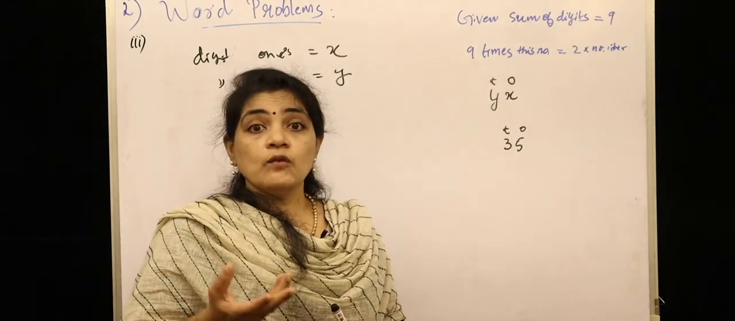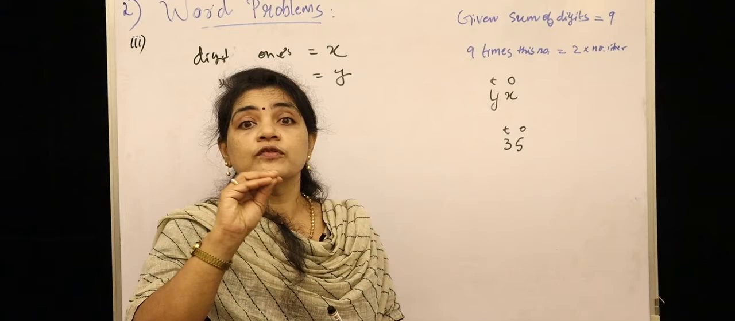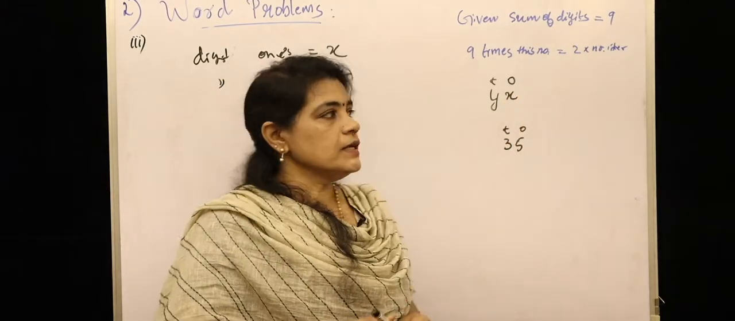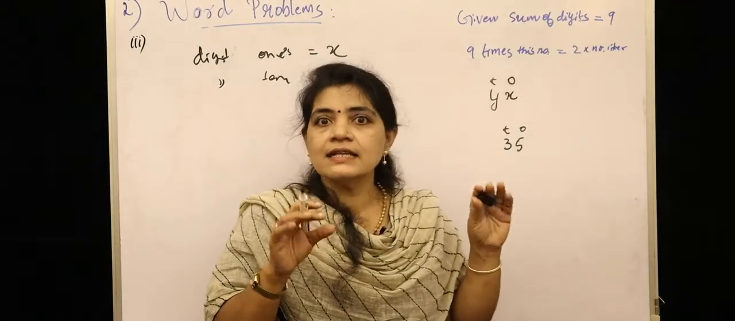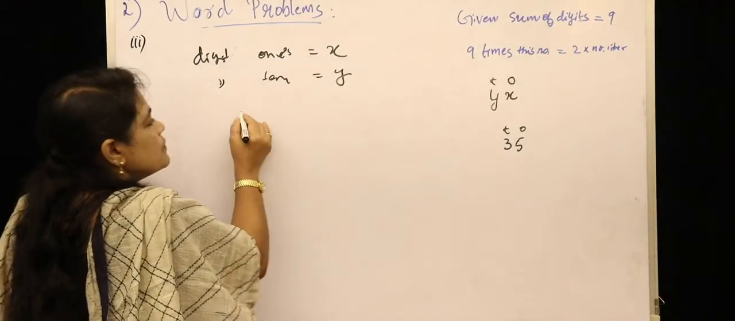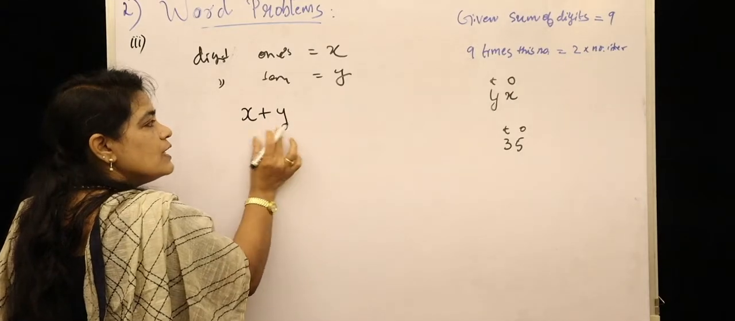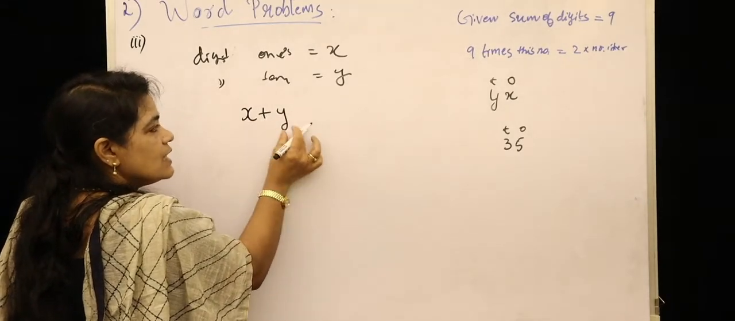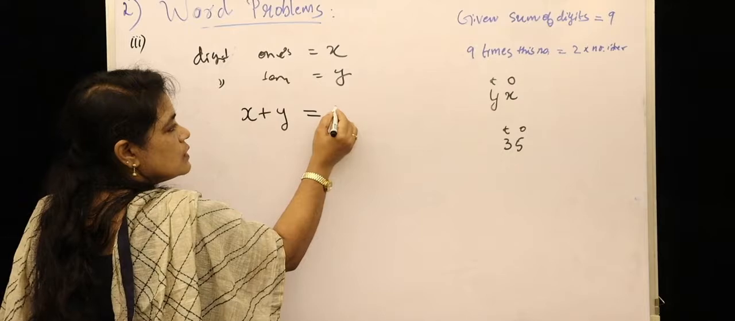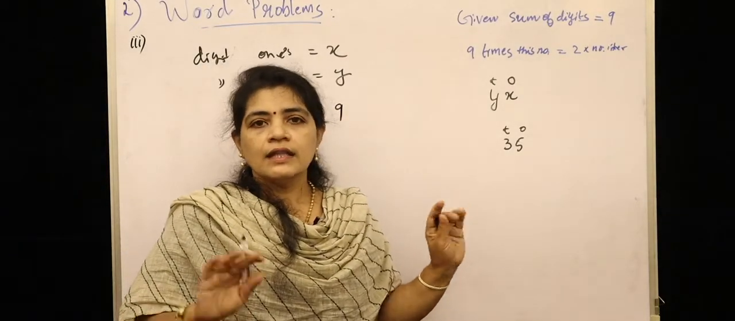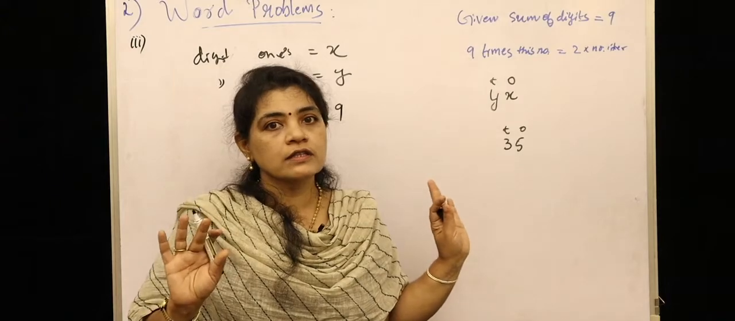See children, and what is given? The sum of the digits is 9. That is given. That means we have taken the digits as x and y. So from this, since the sum of the digits is equal to 9, you can add x, the ones place digit, and y, the tens place digit. So this will be 9. That is as given in the question. That part is clear, how we form the first equation.